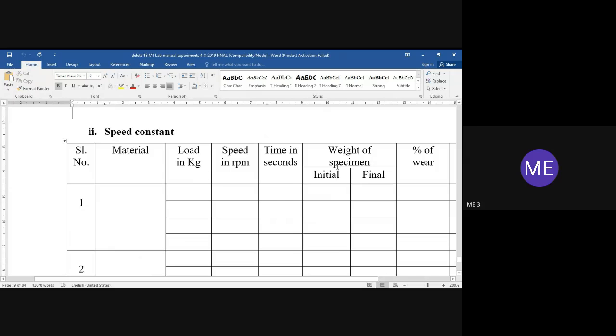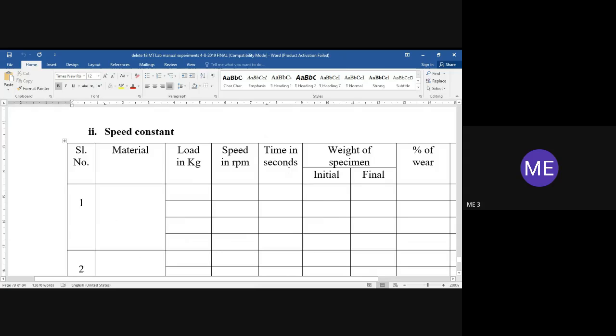Finally, we are interested in the initial weight and the final weight. The initial weight minus final weight divided by the initial weight, multiplied by 100, gives the percentage of wear. Suppose we want wear rate, then you have to divide by time. I hope you understood wear and wear rate.